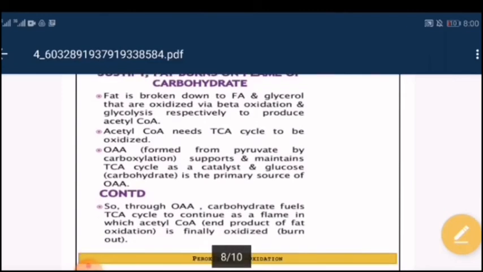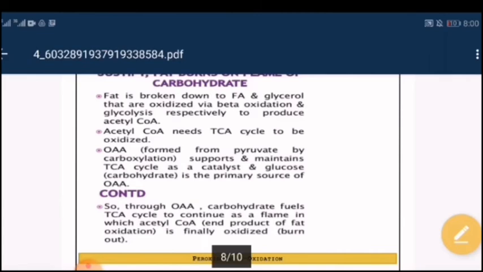Again, as we have broken down the fat, the final product was acetyl-CoA. For this acetyl-CoA to be broken down or oxidized, we need to maintain the TCA cycle. For the TCA cycle to be maintained, oxaloacetate needs to be there. Oxaloacetate actually is formed by the carbohydrate, because carbohydrate gives me pyruvate, and pyruvate carboxylation leads to oxaloacetate.